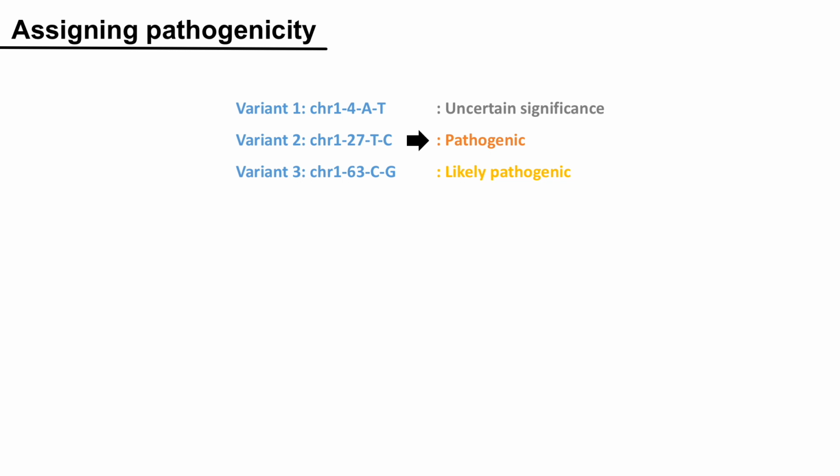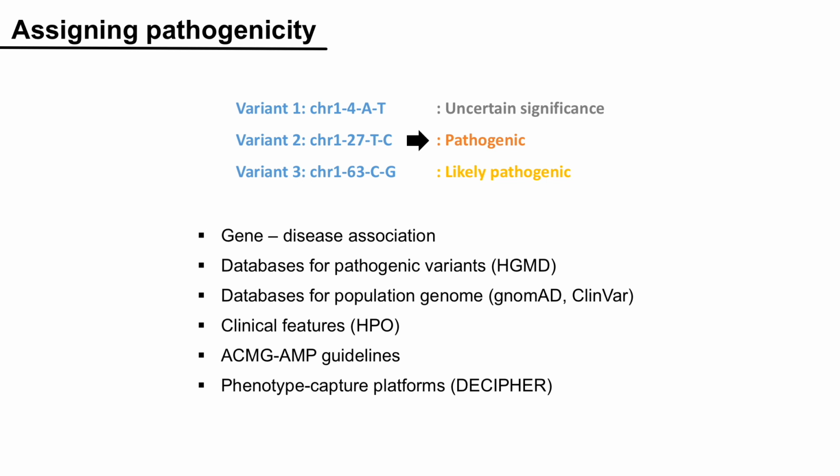Assigning pathogenicity to variants is a crucial but challenging step to interpret candidate variants. Using gene-disease association is a common step, but if the association is wrong, it can result in a different diagnosis. You can use databases of pathogenic variations like the Human Gene Mutation Database, but it was reported that HGMD contains numerous errors. Large population datasets, such as gnomAD and ClinVar, can be useful resources of population genome data.